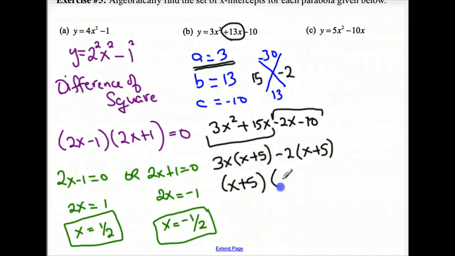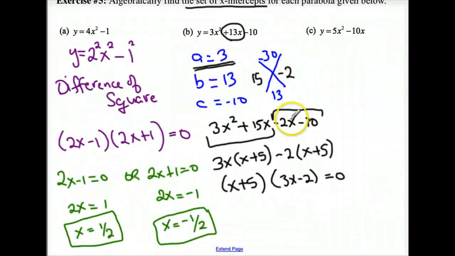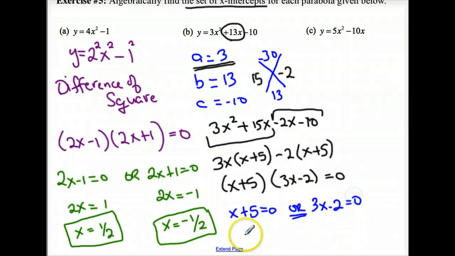And then I take 3x minus 2 and make those equal to 0, because if you look at the direction, the question says find the x-intercept. So basically I want to know, when is that quadratic equal to 0? So I have x plus 5 equals 0, or 3x minus 2 equals 0. This will be x equals minus 5, so that's one of my roots.